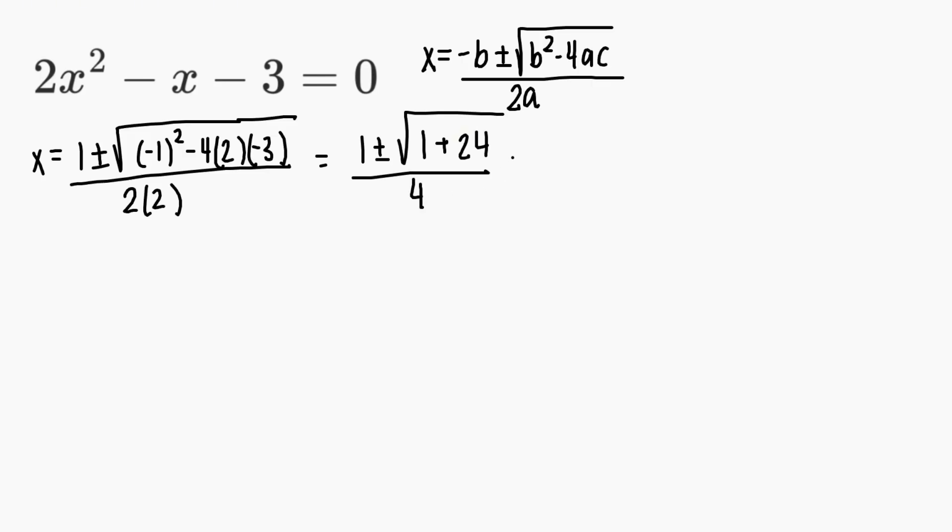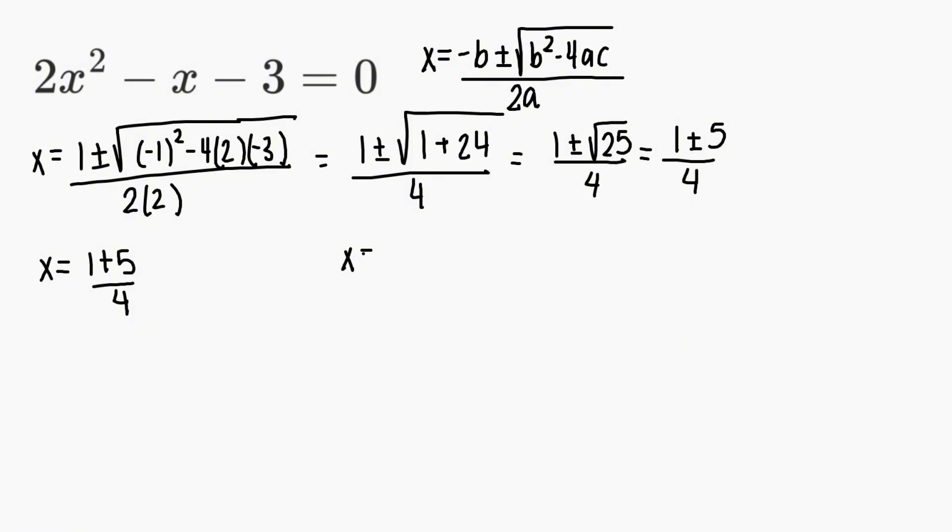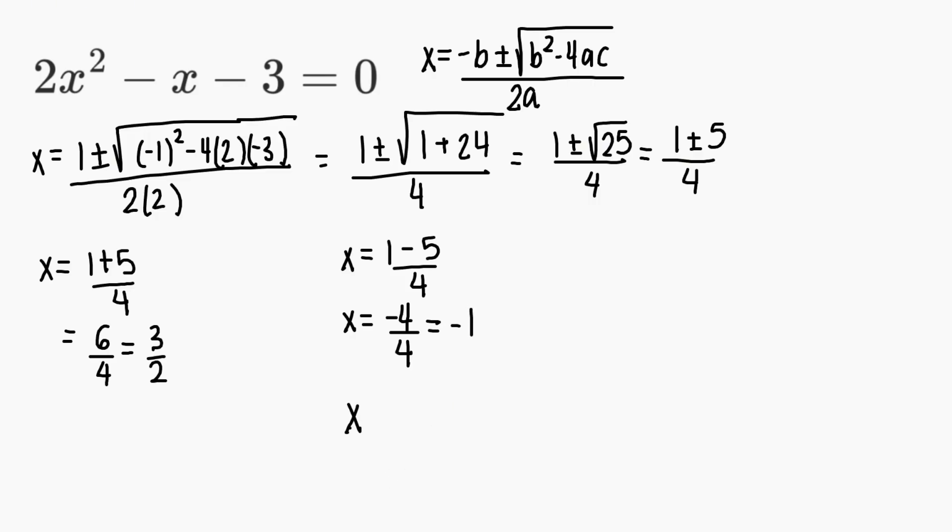divided by 4, which is equal to 1 plus or minus the square root of 25, divided by 4, which is 1 plus or minus 5 divided by 4. So we know that x equals 1 plus 5 divided by 4, and x also equals 1 minus 5 divided by 4. x is equal to 6 divided by 4, which is 3 over 2. And x is equal to negative 4 divided by 4, which is negative 1. So our two solutions are negative 1 and 3 over 2.